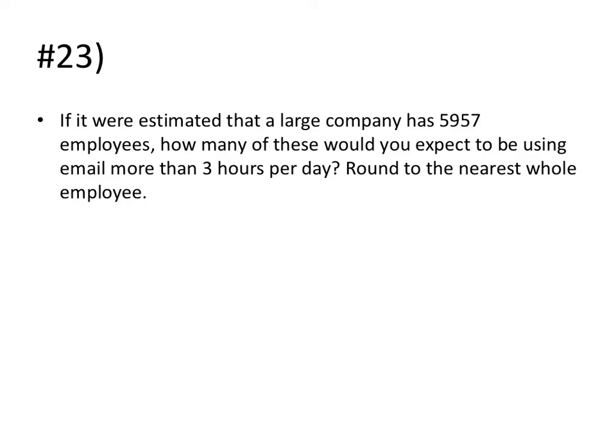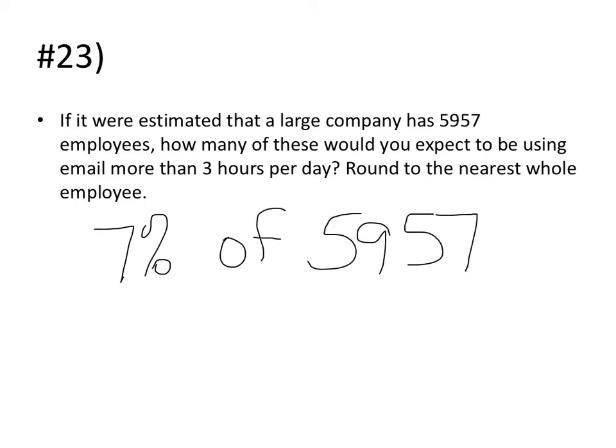All right, number 23 says, if it were estimated that a large company has 5,957 employees, how many of these would you expect to be using email more than 3 hours per day? More than 3 hours is 7%, according to the chart, of the 5,957 employees. It says round to the nearest whole employee. So remember, of is multiply.